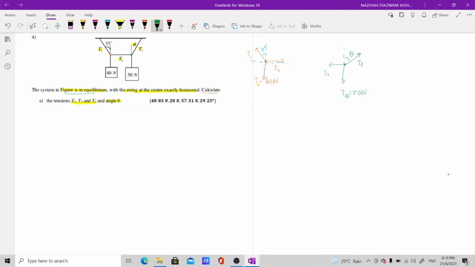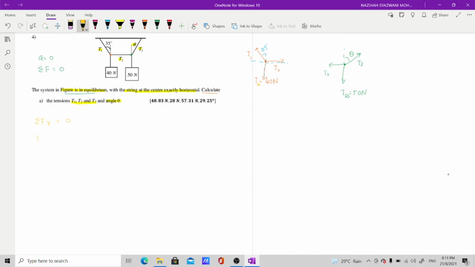When they mention equilibrium, the acceleration equals 0. Therefore, summation F equals 0, in the x component or the y component. So let's start with the orange free body diagram. Summation Fy equals 0. On the y component, we have two forces. The first is T40 due to the weight of 40, and the other is the y component of T1.